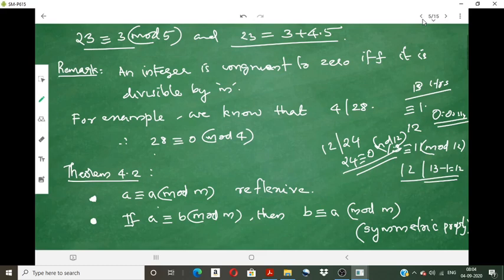Okay, now we move to some important properties of congruence relations. First of all, we'll talk about theorem 4.2, which gives three important properties. First one is the reflexive property. That means any number is congruent to itself under any modulo m. So A is congruent to A modulo m. And the congruence relation is symmetric. That means if A is congruent to B modulo m, then vice versa also happens. That is, B is congruent to A mod m is also true. And the last one is the transitive property.